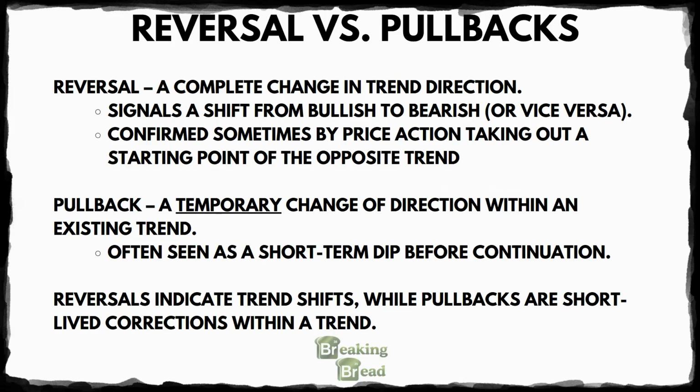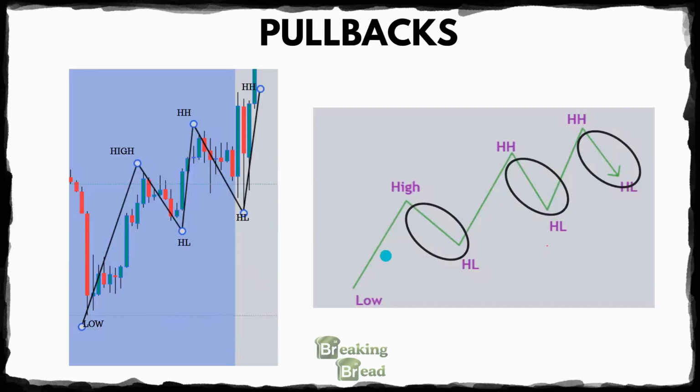It's confirmed sometimes by price action taking out a starting point of the opposite trend, whereas your pullback is a temporary change of direction within an existing trend. This is often seen as a short-term dip before continuation. So your reversals indicate trend shifts, while your pullbacks are short-lived corrections within a trend. So the image that I showed you guys earlier, where price put in the low, it put in that high.